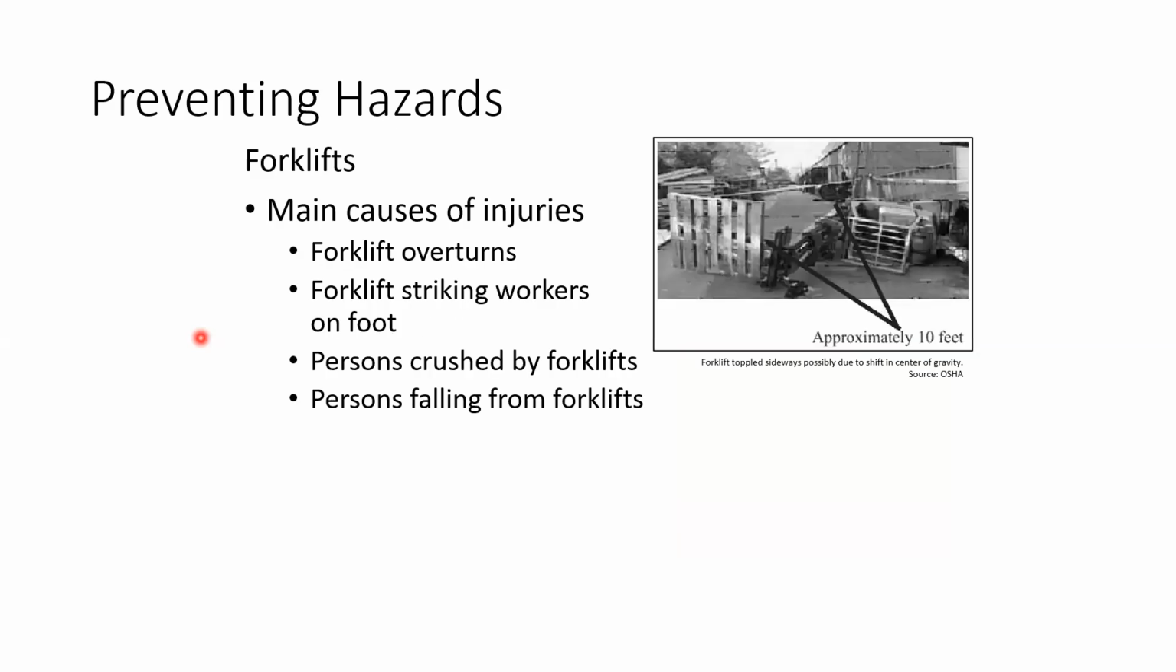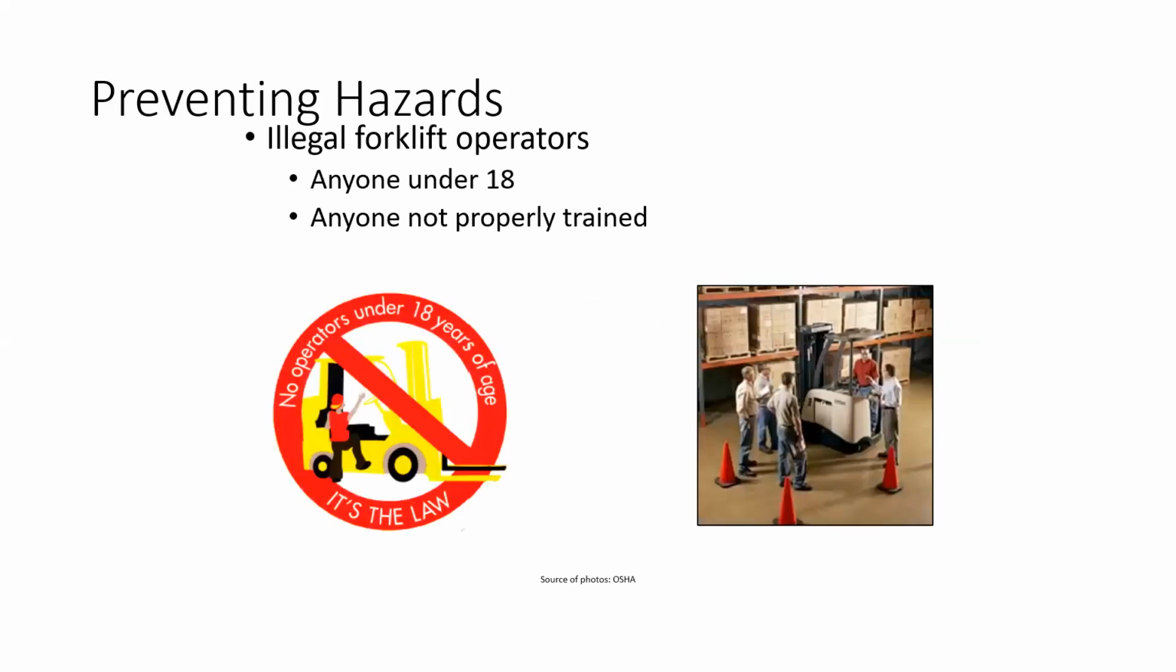Okay, according to forklifts, how can you prevent hazards for forklifts? Okay, the main causes of injuries for forklifts are, number one, forklift overturns, forklift striking workers on foot, persons crushed by forklifts, or persons falling from forklifts. These are the main causes of injuries related to forklifts.